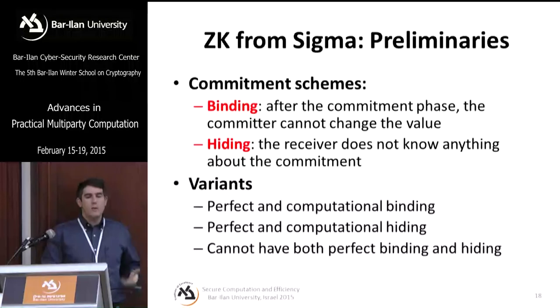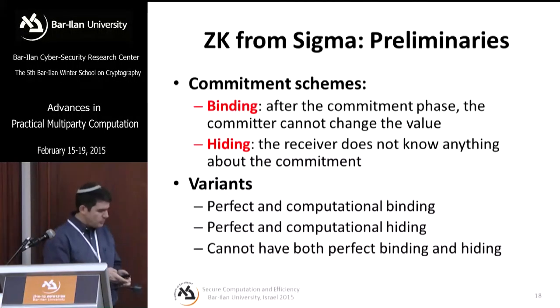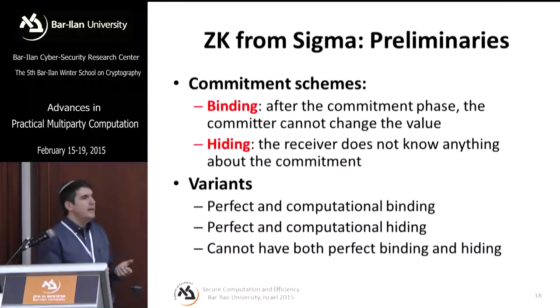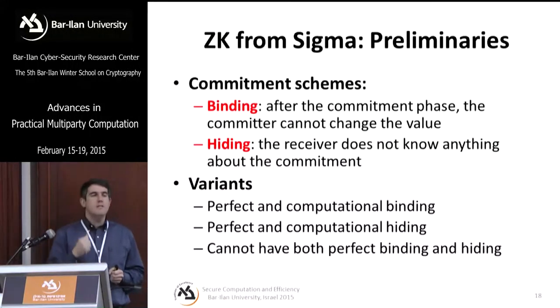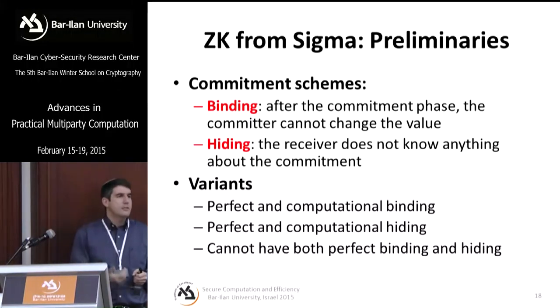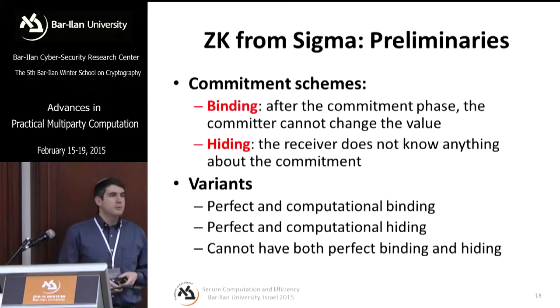And yet the receiver doesn't know anything about it. Now there are a number of variants here, which are based on whether the binding and hiding are perfect or computational. Perfect means that even if you're an all-powerful adversary, you cannot cheat. And computational means that it's only if you're polynomial time.